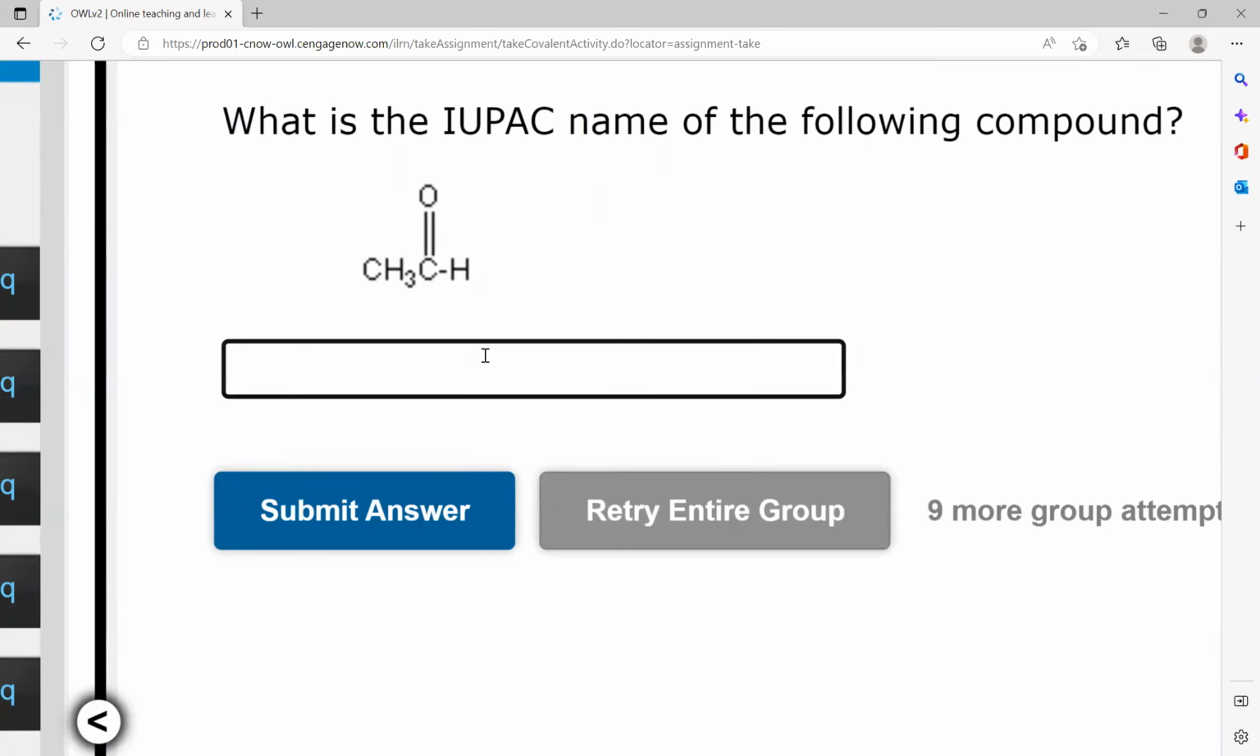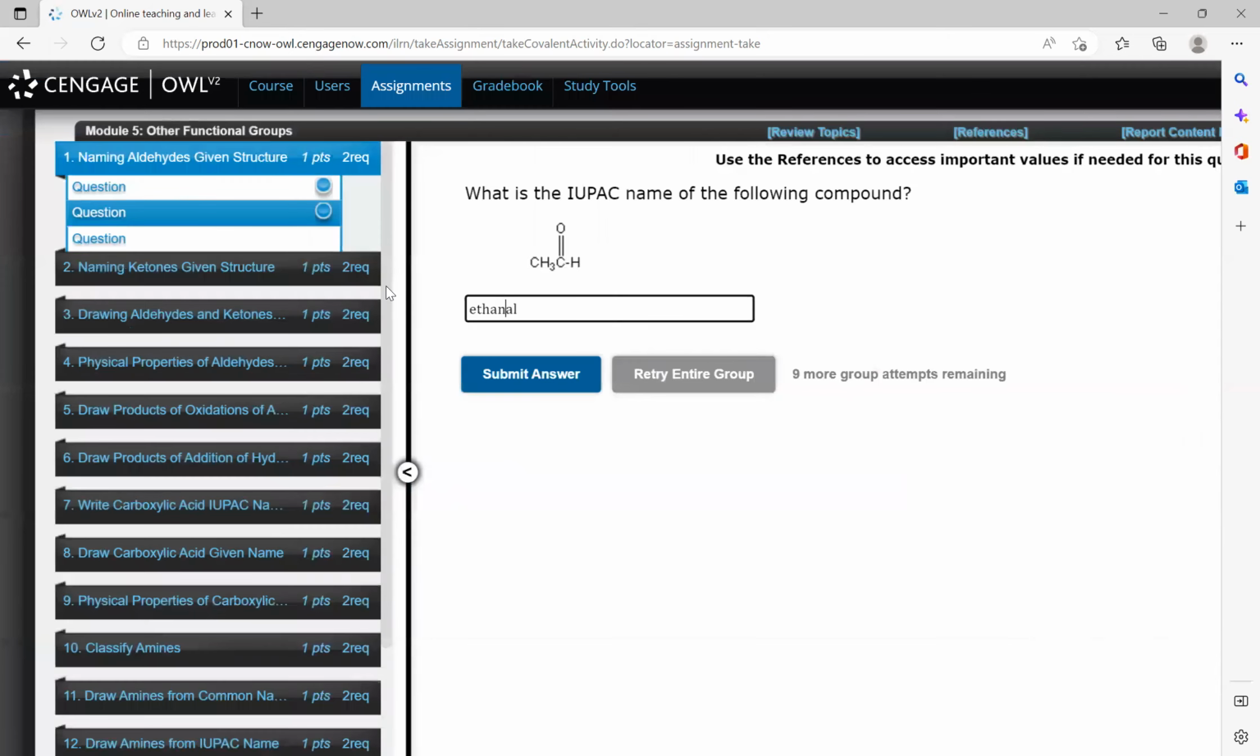Whenever we name aldehydes, our ending is -al. So we're still going to find that longest chain. And then instead of writing "ane" at the end or "ene," we write "al." So in this circumstance, we have two carbons. So that would be ethane normally. But instead of writing ethane, we write ethanal.